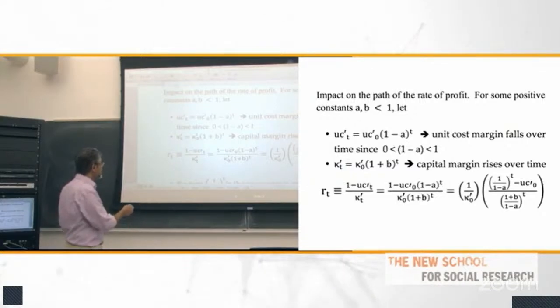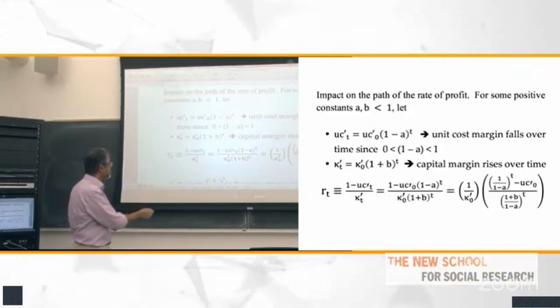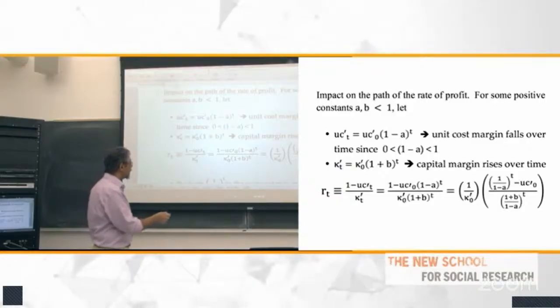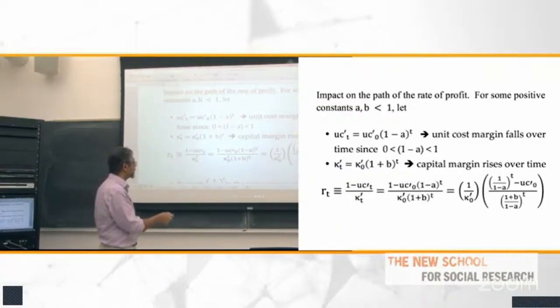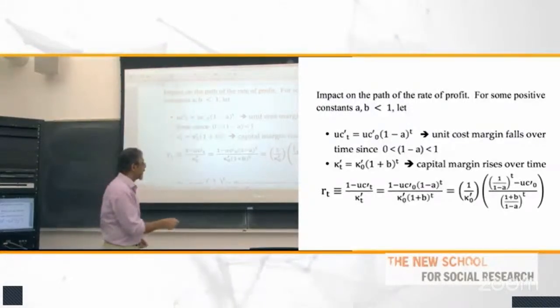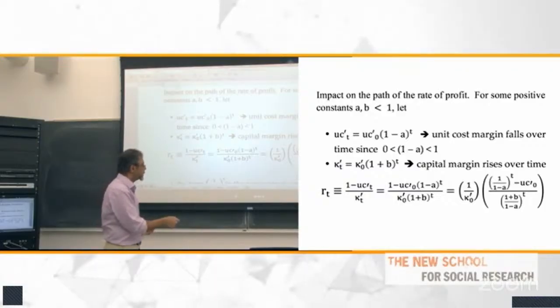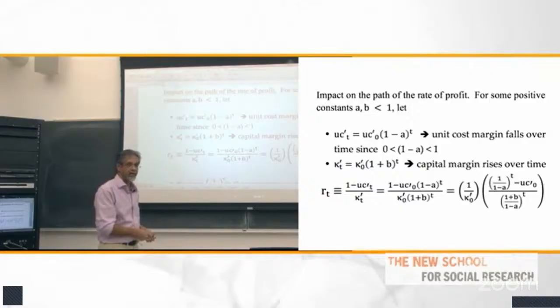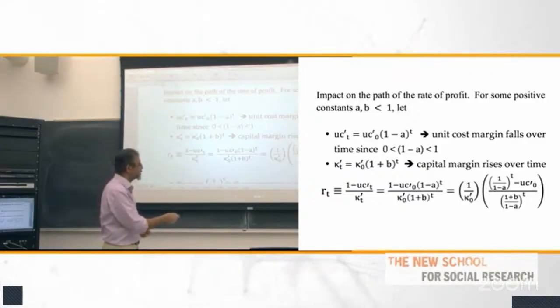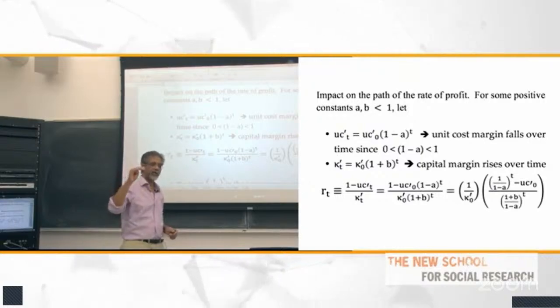Well, the profit rate is just 1 minus the unit costs over the capital margin. And if we substitute here for the unit cost, this declining term, and for the capital margin, this rising term, then I can simplify the expression so that I get in the numerator 1 over 1 minus a raised to the t power, and this is a rising number. Since 1 minus a is less than 1, 1 over 1 minus a is bigger than 1, so this number is rising. And here you have a fixed constant, which is going to drop out of the picture because it's being divided by something which is rising over time. And this thing in the denominator is 1 plus b over 1 minus a, and it's a bigger number than 1 over 1 minus a because 1 plus b is bigger than 1. So you're going to have a numerator which is rising asymptotically at this rate, and the denominator which is rising asymptotically at a higher rate. And so therefore the profit rate will be pulled downward.